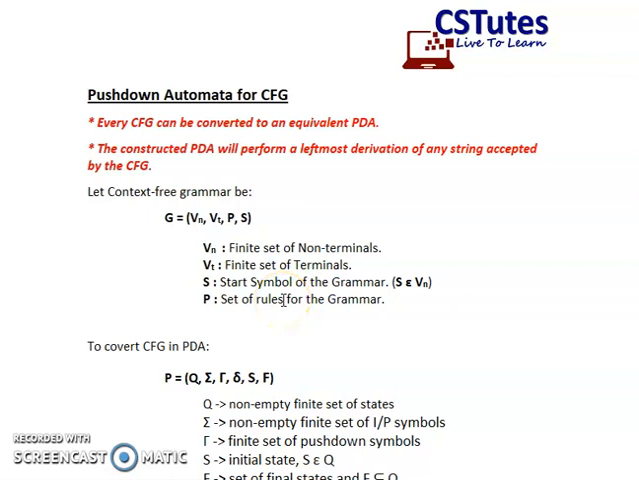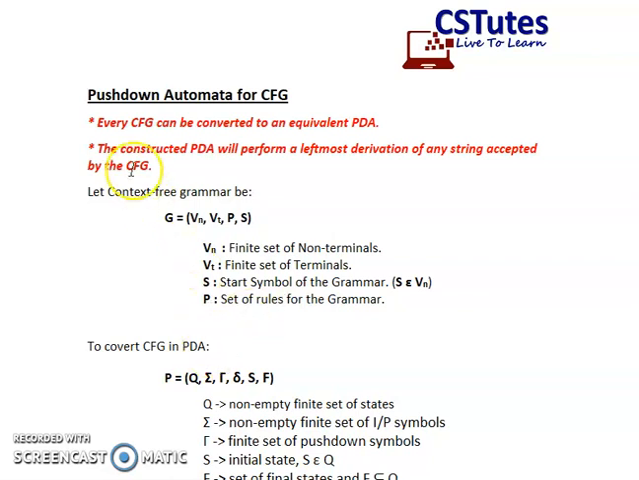Today we are going to learn how we can generate a pushdown automata for a given context-free grammar. We have already discussed pushdown automata and context-free grammar in our previous videos. To understand them in more detail, please go back to our previous videos. The link for the same is provided in the description section below.